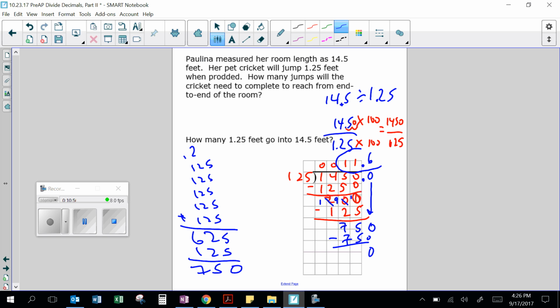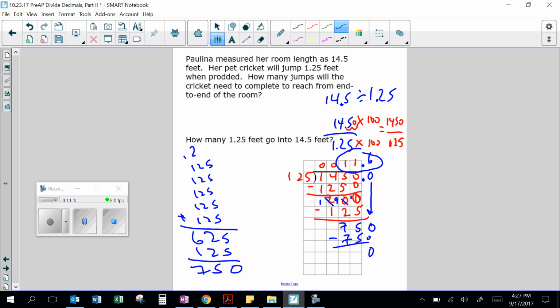So the cricket will jump 11 and 6 times. So it'll jump 11 full jumps, and then it'll jump just 6/10 of a jump in order to reach the room from end to end. So hopefully we understand how to divide decimals better.